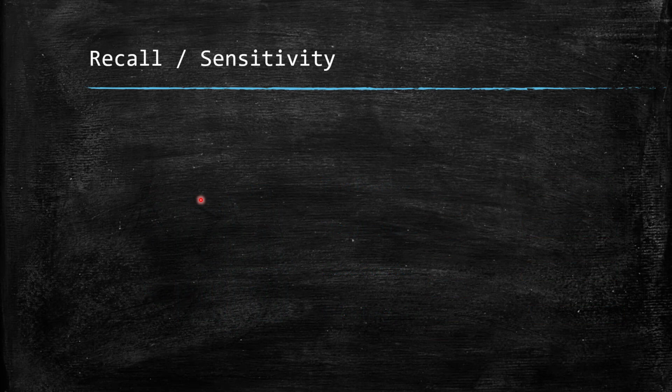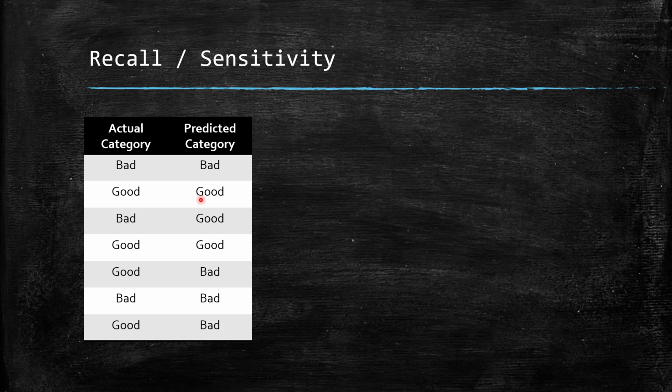The first term is the recall, or sensitivity. Now what do we mean by recall and sensitivity? For that I have just copied the last 2 columns from our data set: the actual category and the category we have predicted through our machine learning classifier.